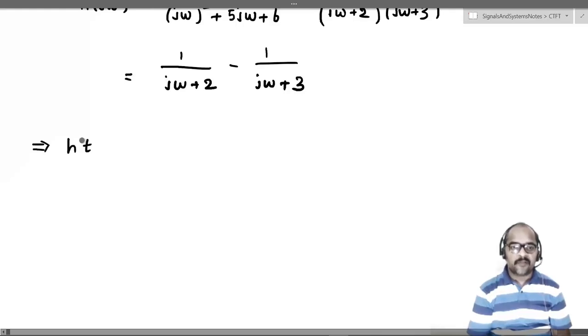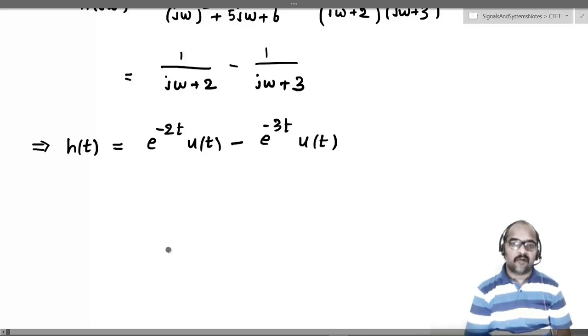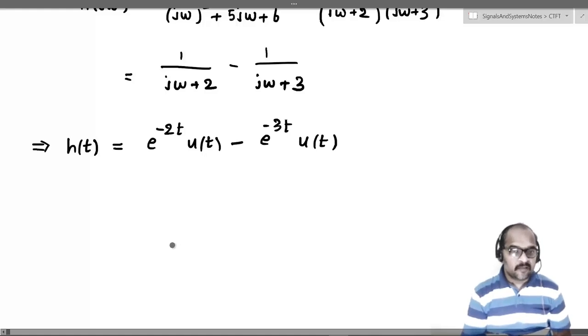So to find the impulse response, we have to take the inverse Fourier transform. What is the inverse Fourier transform of 1 by (2 plus j omega)? We know that that is e power minus 2t u of t. And what signal will have 1 by (3 plus j omega) as the Fourier transform? That will be e power minus 3t u of t. So that is the impulse response of the system.